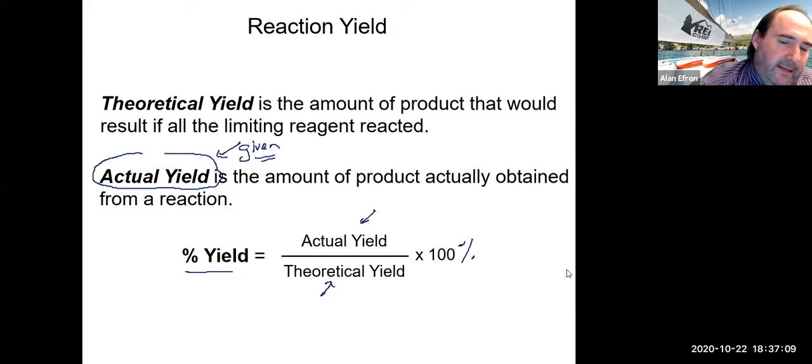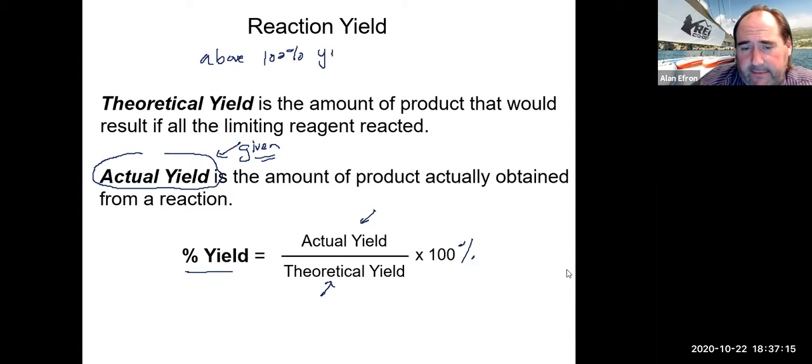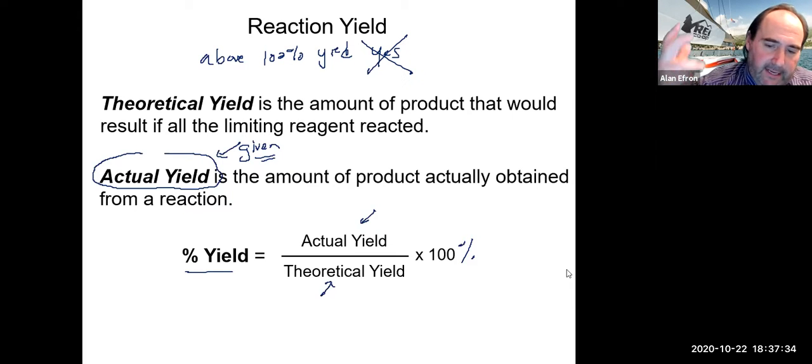So can you get above 100% yield? And the answer is yes, but that's probably not a good thing either. That usually means you screwed up somewhere. So you usually shouldn't get over 100% yield, but it can happen. A very common way that happens is that sometimes when people do reactions, a lot of times they filter out, say, a solid or something like that. And when they're filtering it, they put it on some, say, filter paper.